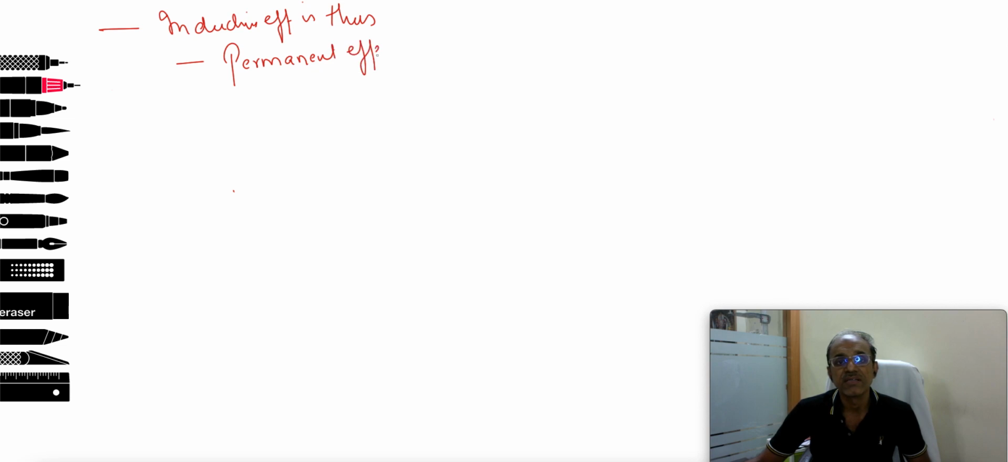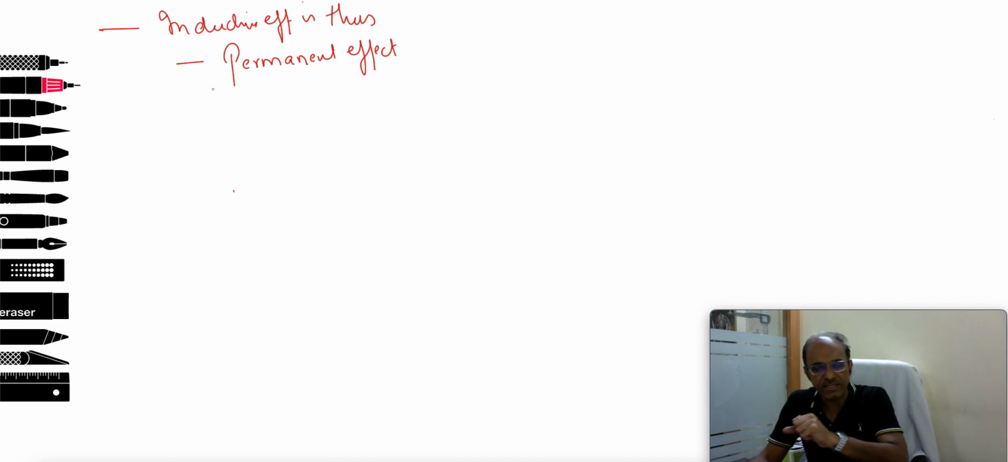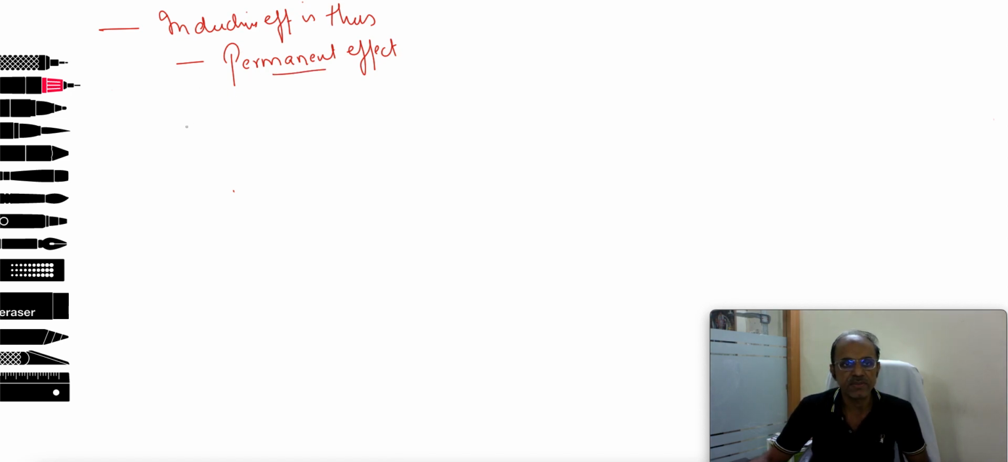Right? Now, I can say the inductive effect is first a permanent effect. It's a permanent effect because the presence of electron withdrawing and electron donating groups will always be fixed. It will always be present throughout the molecule, right? So that means it is not dependent on some other reagent or any other chemical which has to be added. Fine, this is a permanent effect.